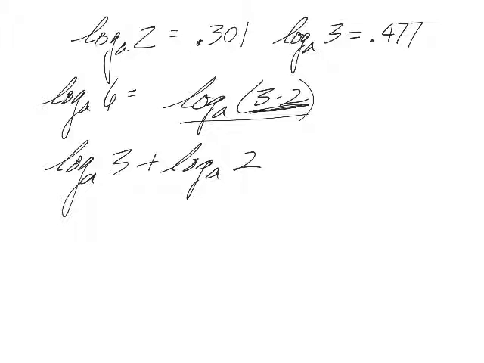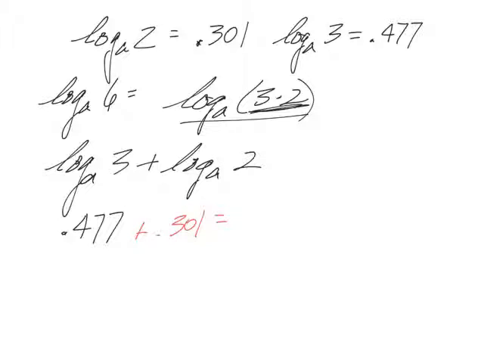Well, I know that the log base a of 3 is 0.477 from up here. And I know log a of 2 is 0.301. So I'm going to put plus 0.301, add those two together and get 0.778. So that's what they're doing in this. They're giving you that bit of information, and then they're giving you the chance to solve it based on the information that they gave you.